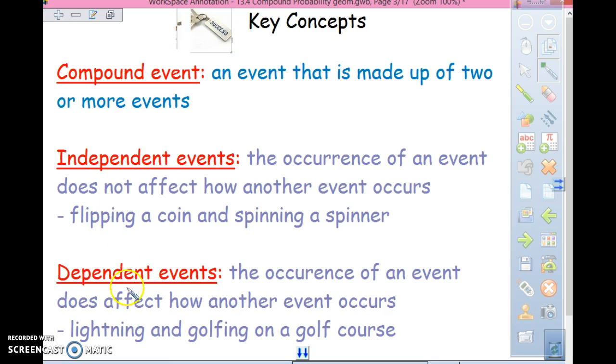So here's an example of 2 events that depend on each other. The probability of it storming out and the probability of me going golfing. If it's raining, I'm not going golfing. So that weather report is going to change whether I go golfing or not.